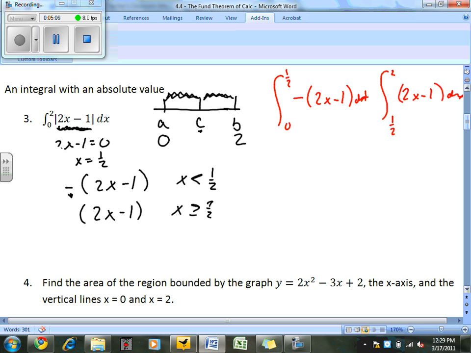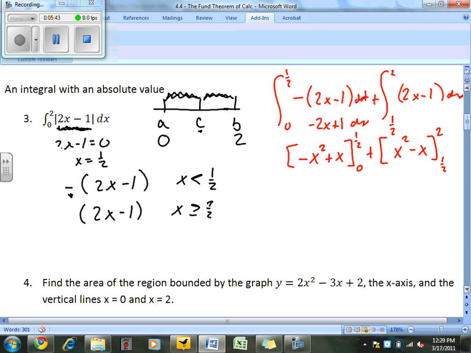Okay, we're going to get our definite integral. So let's distribute our negative sign: negative 2x plus 1, dx. All right, now let's take the integral. Remember, we increase our power by 1, divide by the new power, and have a negative x squared plus x, and this is going to be evaluated at 0 and 1/2. And then we're adding to it, forgot my plus sign up there, same thing: positive x squared this time, minus x, evaluated at 1/2 and 2.